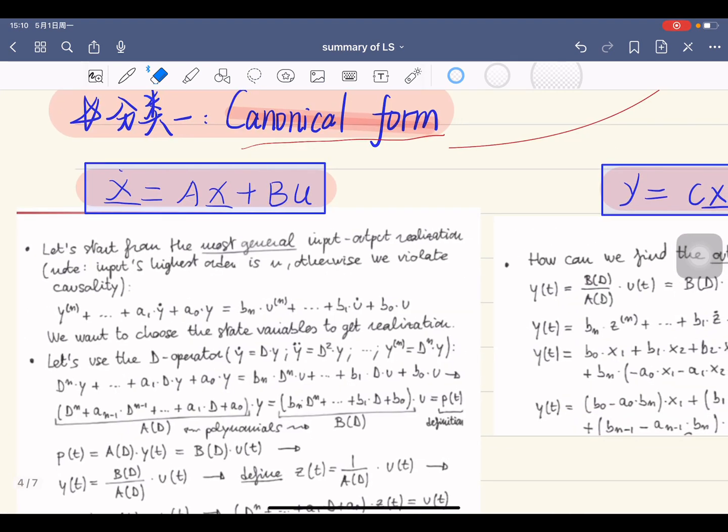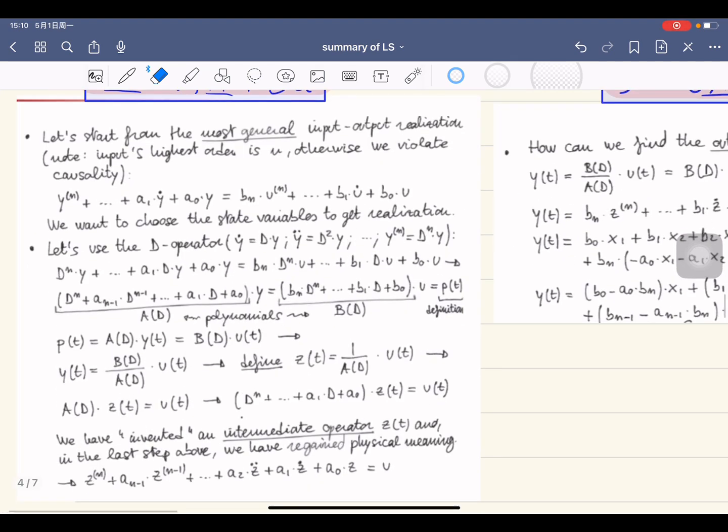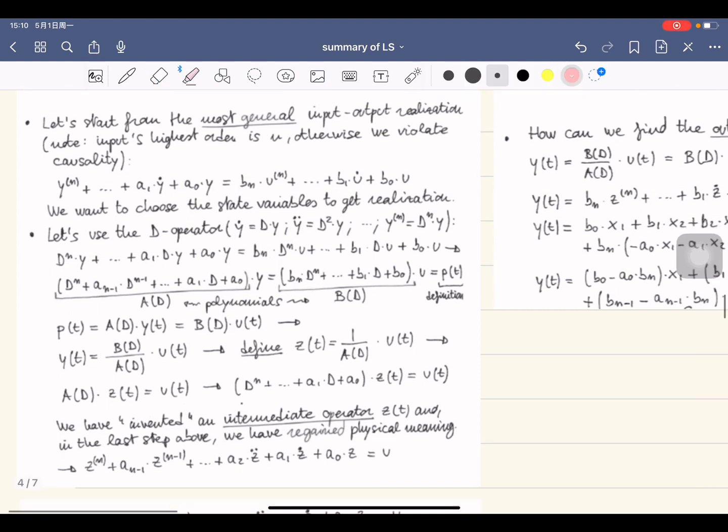So what would you do? Let's start from the most general input and output realization. Note that the input has the slightest order u, otherwise we violate causality. As you can see the form, we want to make it a realization using the canonical form. Let's see the derivative first. Let's use the D operator. What is the D operator? I will introduce it simply. It is just an expression for the derivative. How do we express y dot? We use Dy, so D means one derivative. What is y double dot using the operator? It will be D squared y. How about y triple dot? It equals D cubed y.